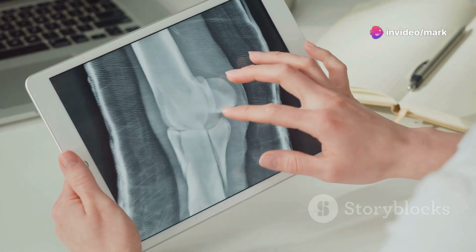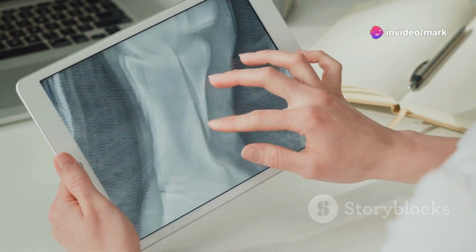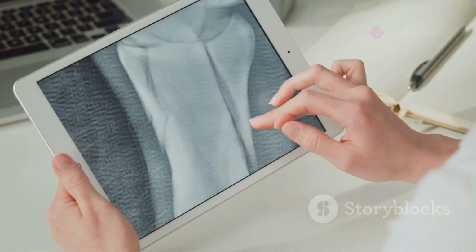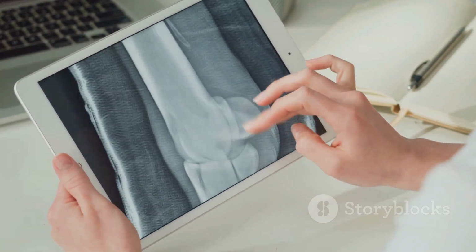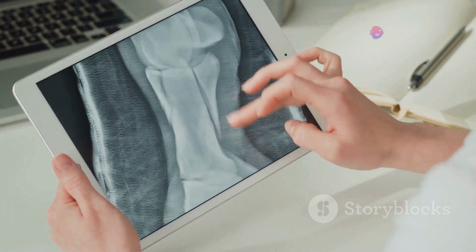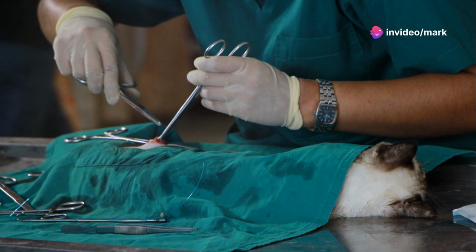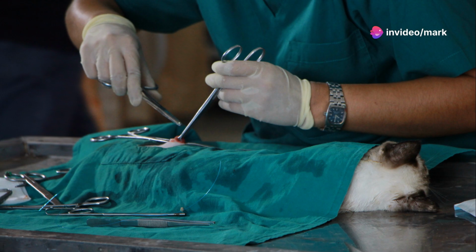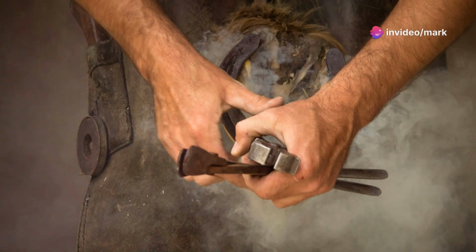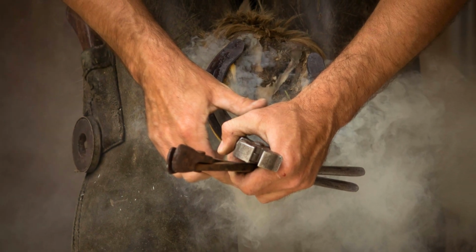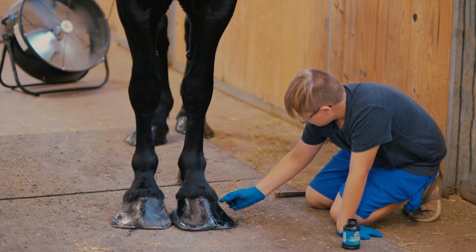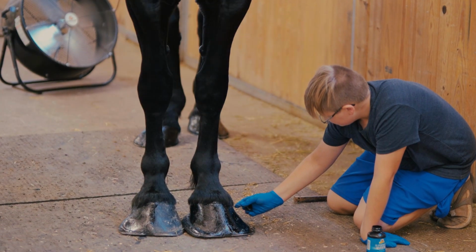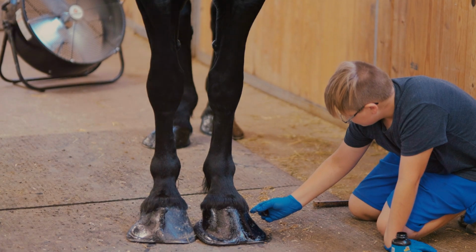Other treatment options include bisphosphonates, which are drugs that alter bone metabolism and can help to alleviate pain associated with bone remodeling. Additionally, therapies like shockwave therapy, which uses high-energy sound waves to stimulate healing, and platelet-rich plasma therapy, which utilizes the body's own healing factors to promote tissue repair, may be recommended.